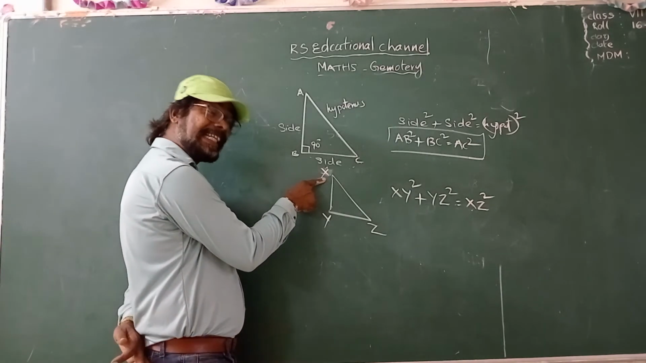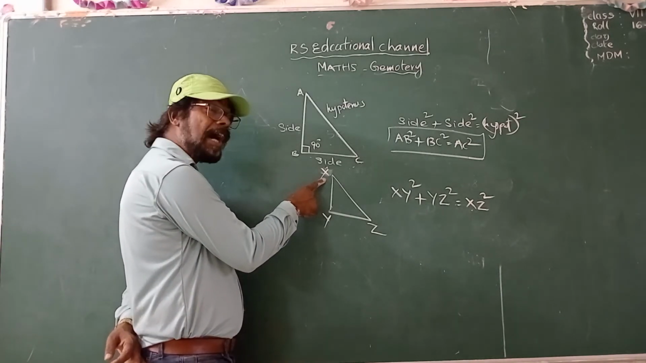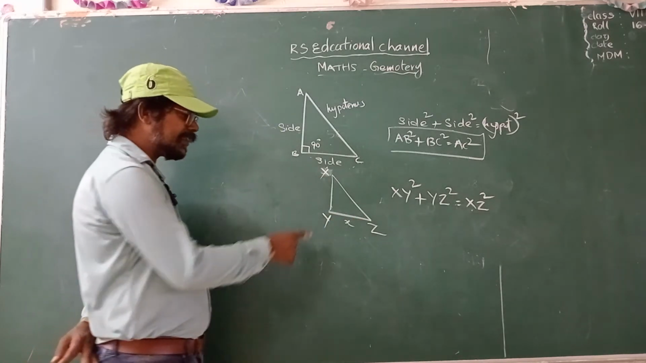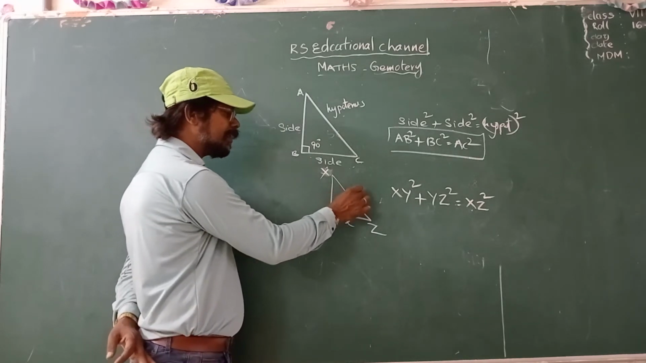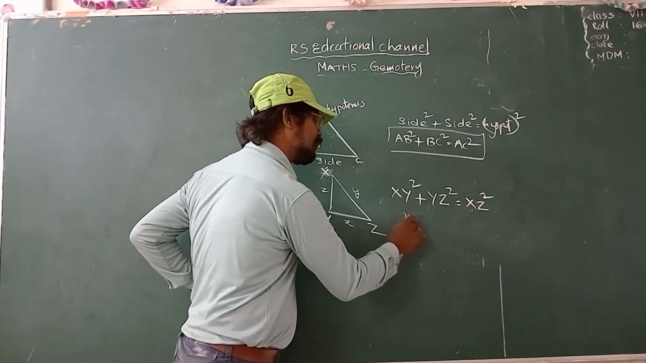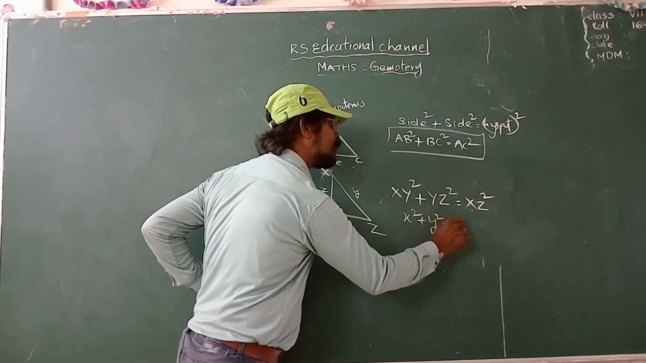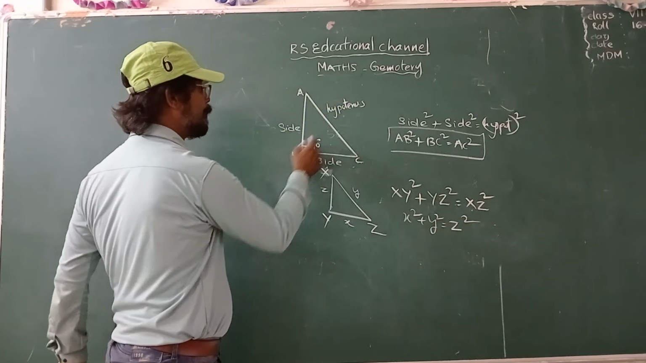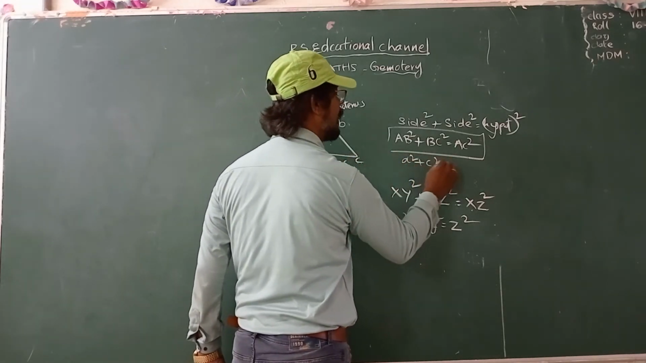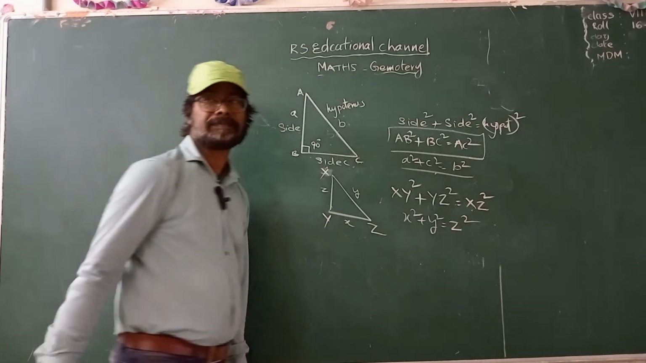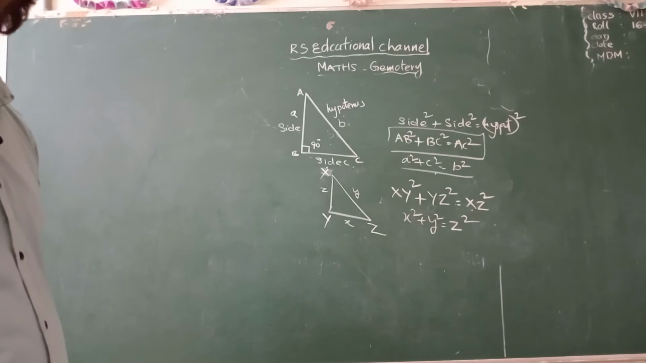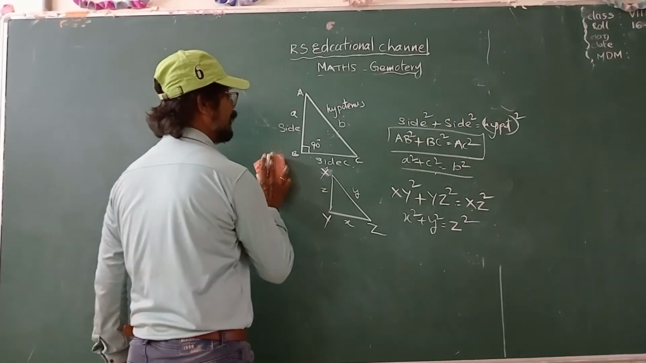Actually, this is X, the vertex. The side opposite to it is small x. This is Y, opposite is small y. This is Z, opposite is small z. So x square plus y square is equal to z square. Similarly a square plus b square equals c square. Now we can do the problems.